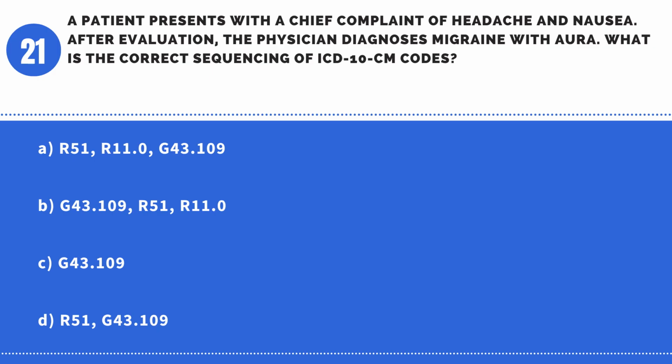Question 21. A patient presents with a chief complaint of headache and nausea. After evaluation, the physician diagnoses migraine with aura. What is the correct sequencing of ICD-10-CM codes? A. R51, R11.0, G43.109. B. G43.109, R51, R11.0. C. G43.109. D. R51, G43.109.